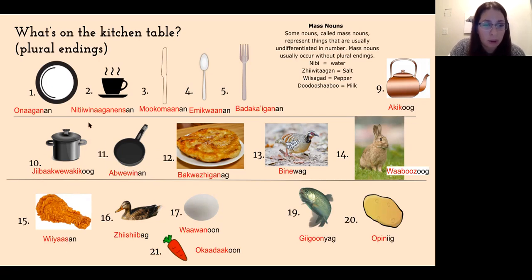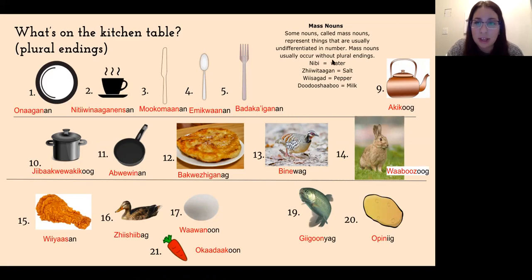Okay, so cooking pot. So it has an O-O-G at the end. So what do you think that would indicate? So that actually indicates that that is an animate noun. So if it ends in a consonant and it's animate, then O-O-G was an option. So J as in jump, and the double I as in E, Jibakwe wa kikog. Jibakwe wa kikog.